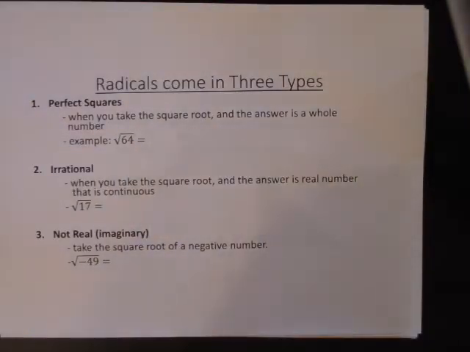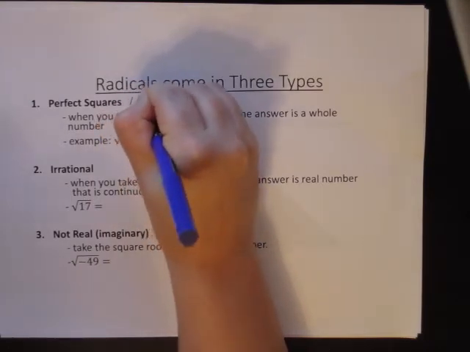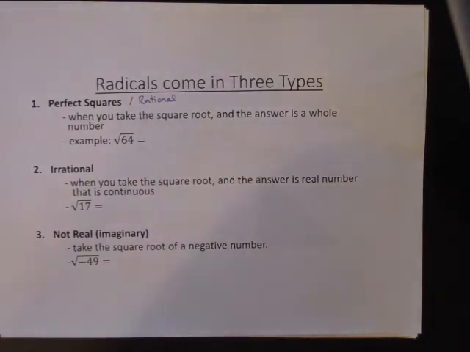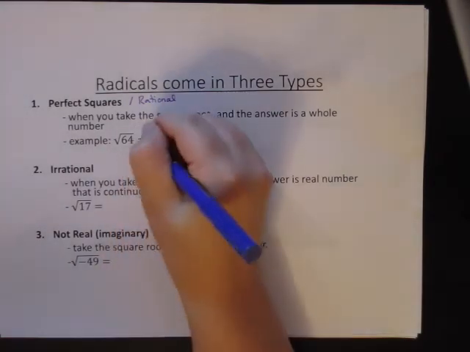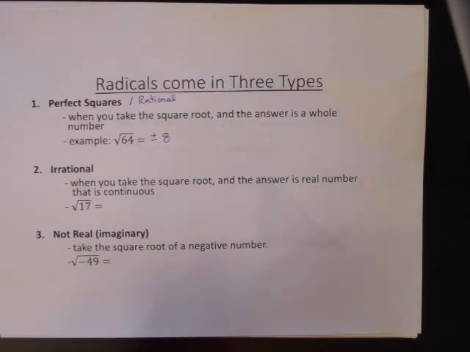Alright, so radicals come in 3 types. We can have perfect squares, we can have irrational, or we can have not real. Perfect squares are also known as rational numbers, okay? And this means when you take the square root and the answer is a whole number. So if I take the square root of 64, I'm going to get plus or minus 8. And since that's a whole number, it will be known as a perfect square, or it could be known as a rational number. Either way completely works for me.